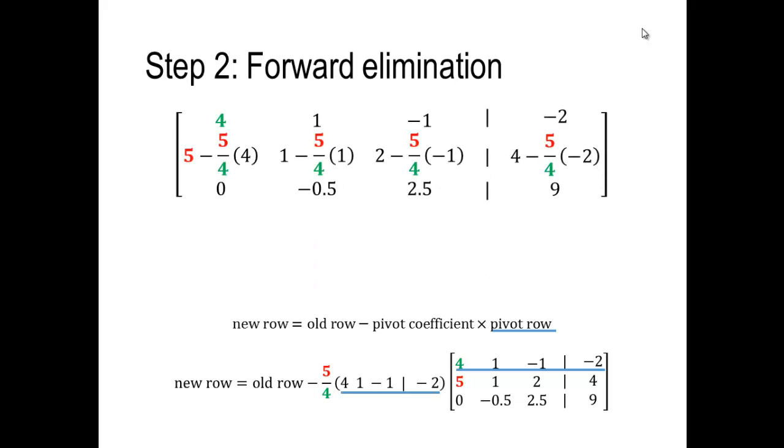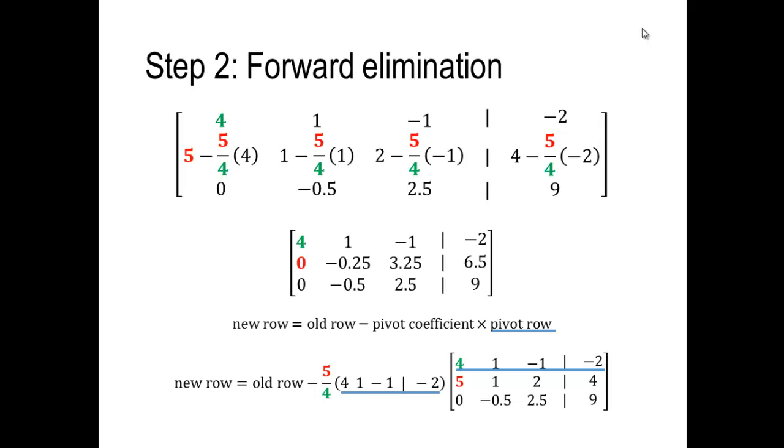So when we go ahead and write this out, we have our old values, 5, 1, 2, and 4, and we always subtract the pivot coefficient, 5 over 4, multiplied by the corresponding value in the pivot row. Let's see what this comes out to be. So we're making progress now.